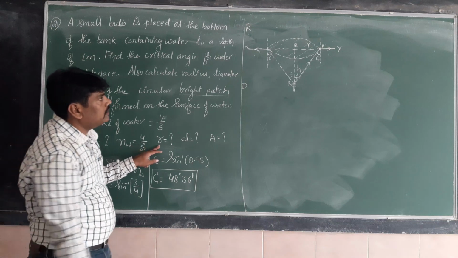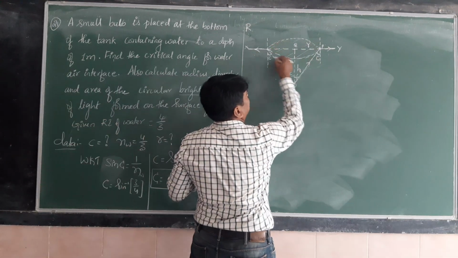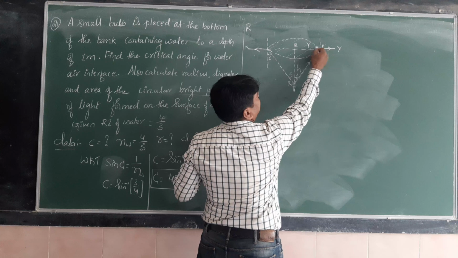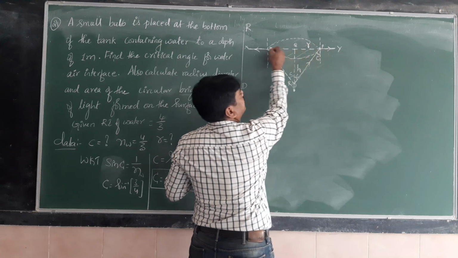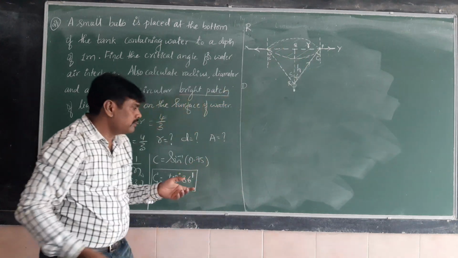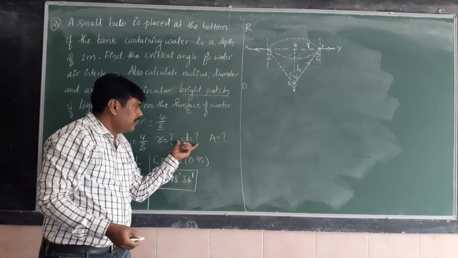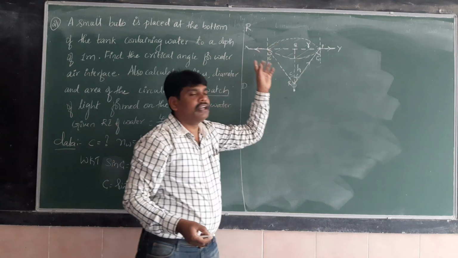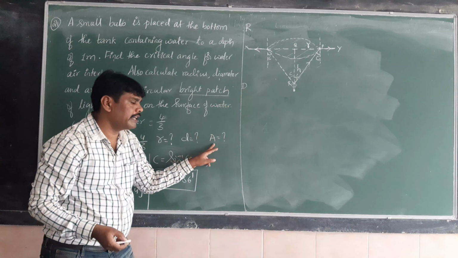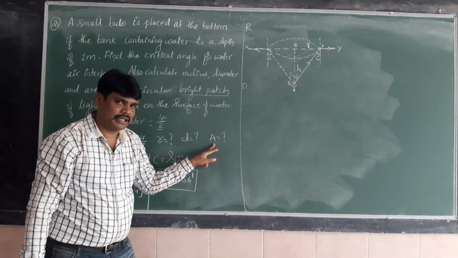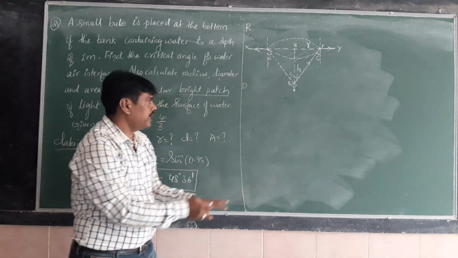We have to calculate the radius of this bright patch. From here to here it is radius. From here to here it is diameter. So 2 times the radius will give the diameter. And since it is exactly circular in shape, what is the formula for area of the circle? It is pi r square. So the rest of the things we have to calculate.